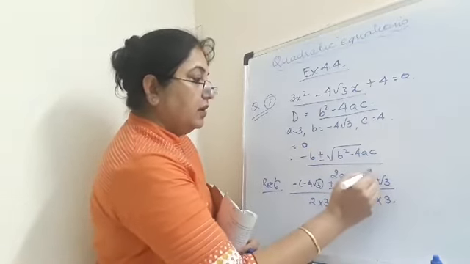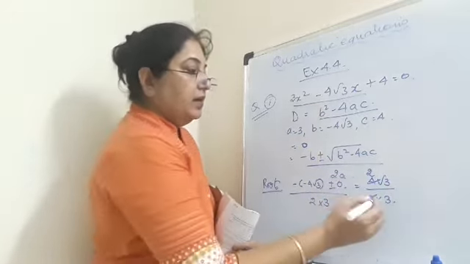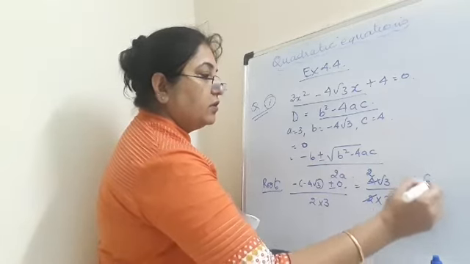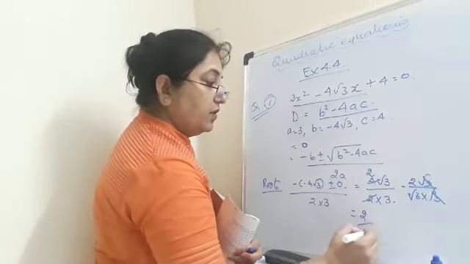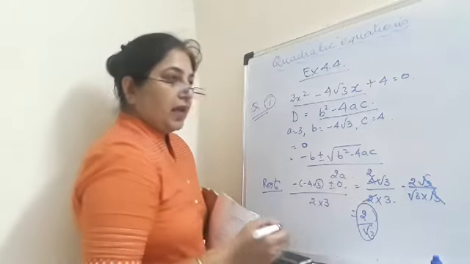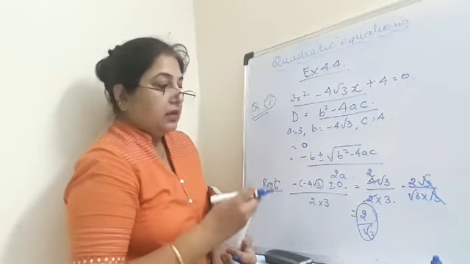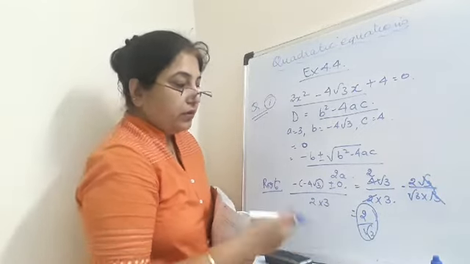So this will cancel 2, and you know that 3 can be written as root 3 into root 3. So I will cancel this. The answer will be 2 upon root 3. And since we know that the condition says there are two equal real roots, I will write the answer as 2 upon root 3 and 2 upon root 3, because this quadratic equation has two real equal roots.